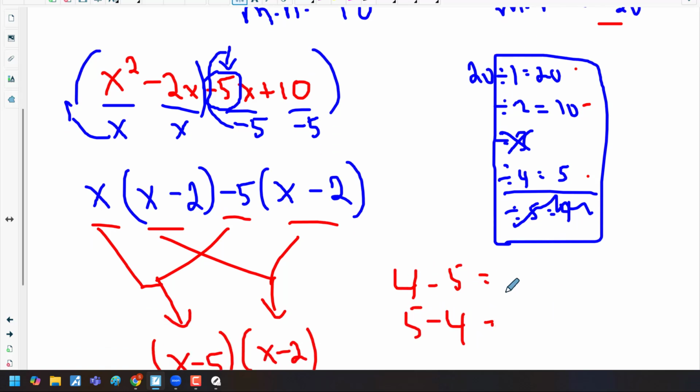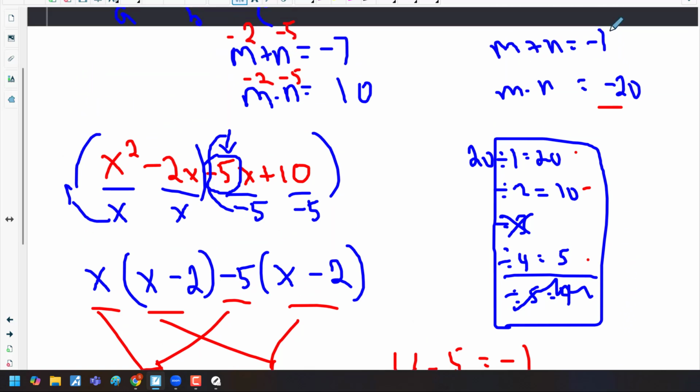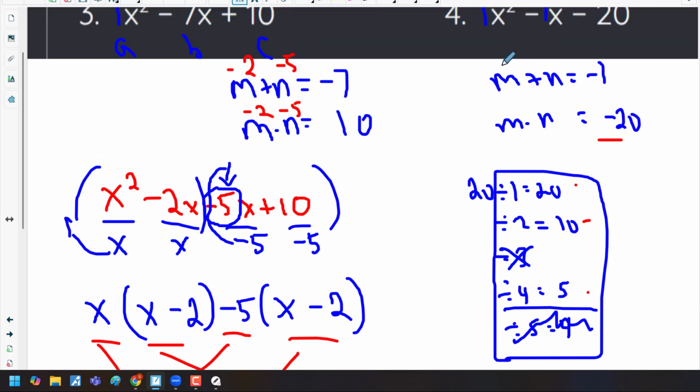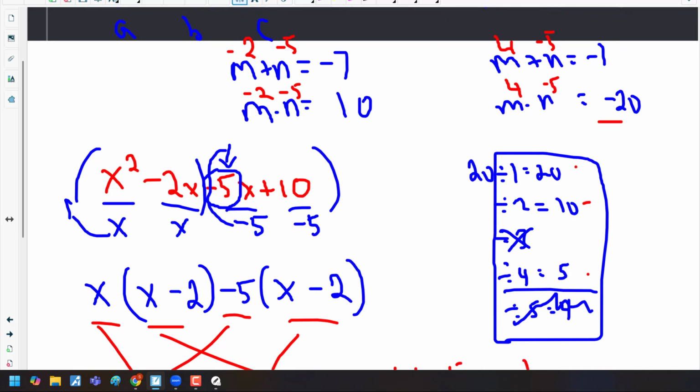Well, 4 minus 5 is -1. And 5 minus 4 is +1. So we are looking for the -1 version, so it's not this one. It's going to be 4 and -5. So my two numbers are 4 and -5. And 4 times -5 is -20, and 4 minus 5 is -1. So this makes sense.